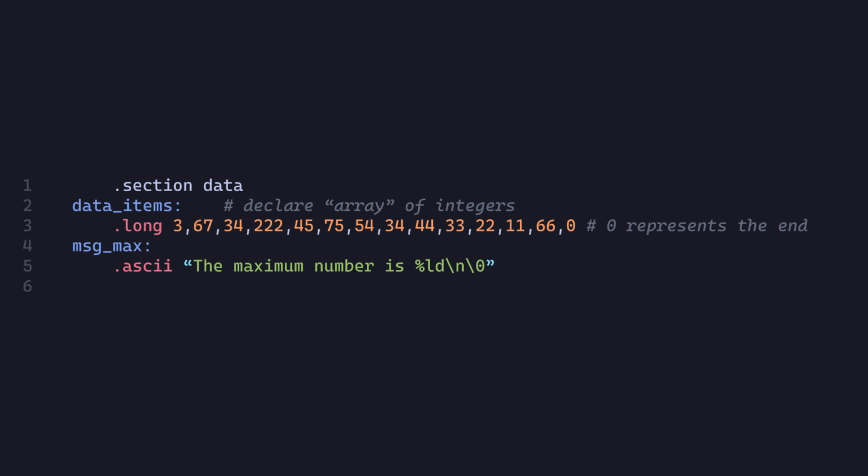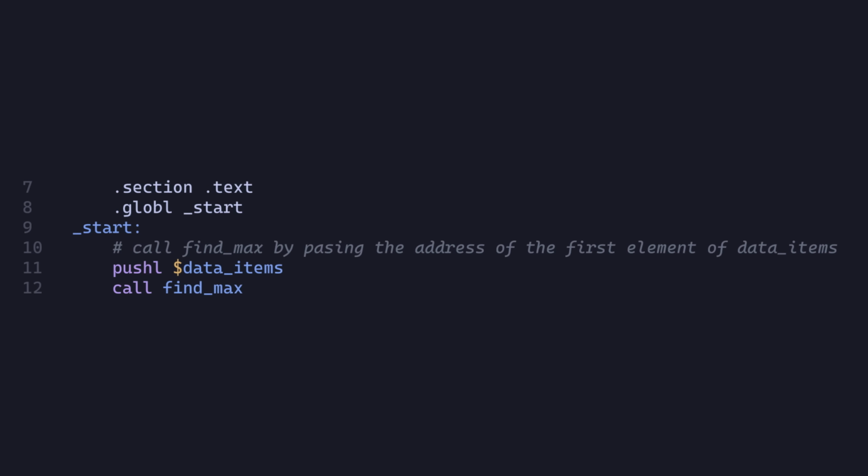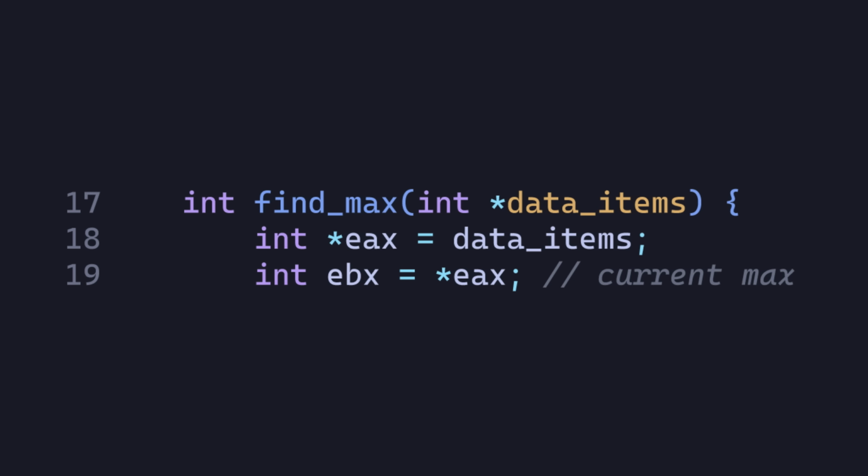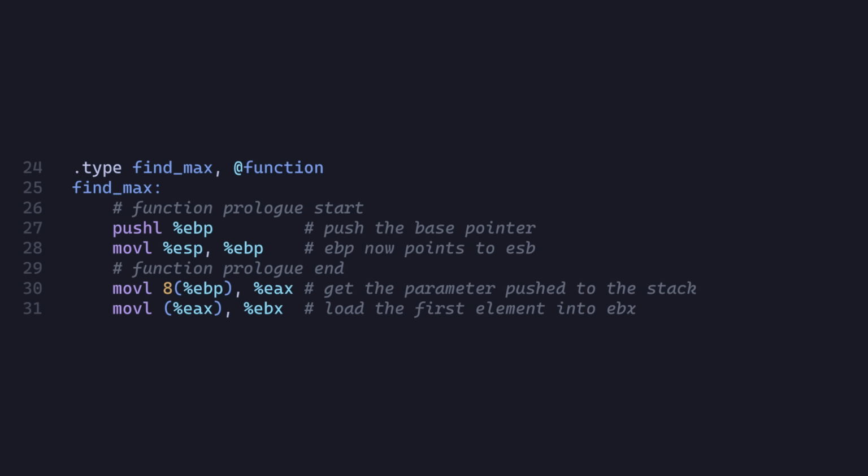In a similar way as the C program, we define our variables in the data section, and we call the findMax function by pushing the address of the first element of the list to the stack. This is equivalent of passing a pointer to a function in C. Inside the function, we initialize the stack frame with the function prologue, and get the parameter passed to the function.